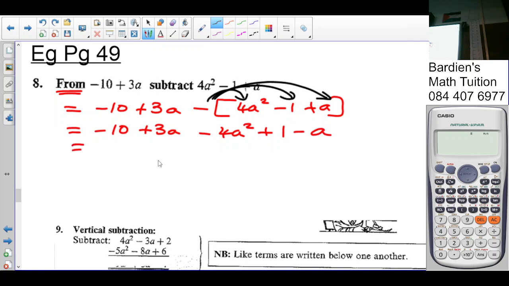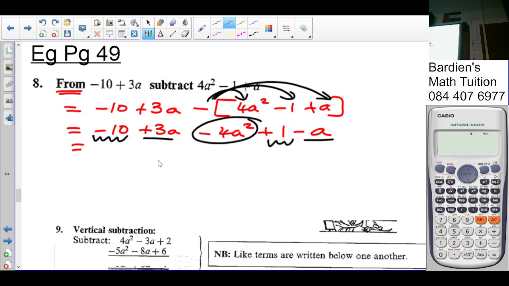Like terms. So we got negative 10 is a like term to? 1. To 1, yes, absolutely. No? 3a is a like term to? Negative a. Don't just say a. Remind yourself that the negative is part of the term. Remind yourselves that. So what is negative 10 plus 1?